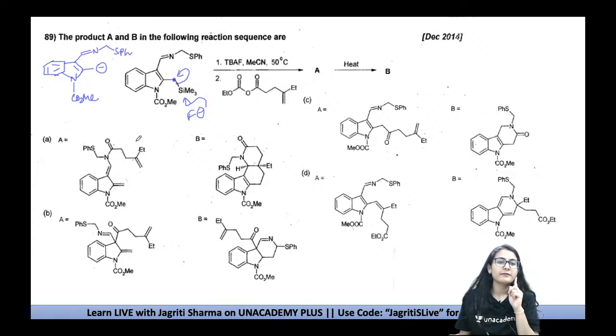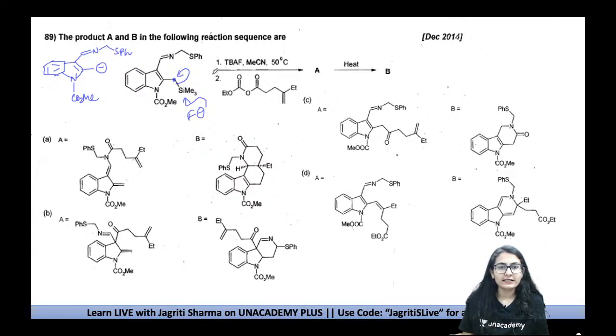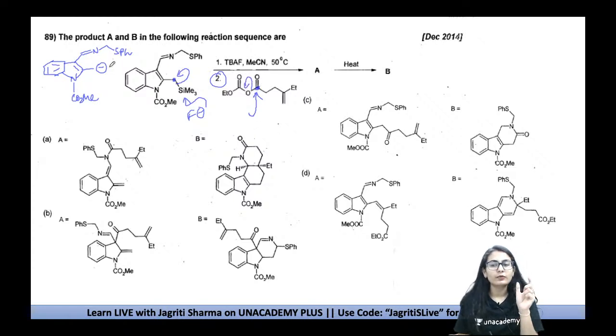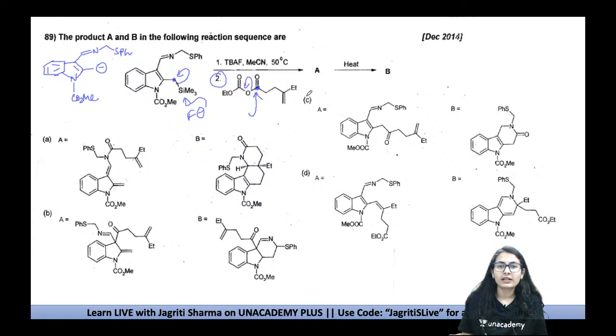Now in the second step you have an electrophile. What is the electrophile? There is going to be an attack on the ester carbonyl over here and the bond is going to open up like this. So from where is the carbon attacking? Is it attacking directly from this carbon? Then it gives you a product like this. Option number C: direct attack from this carbon gives you option C.